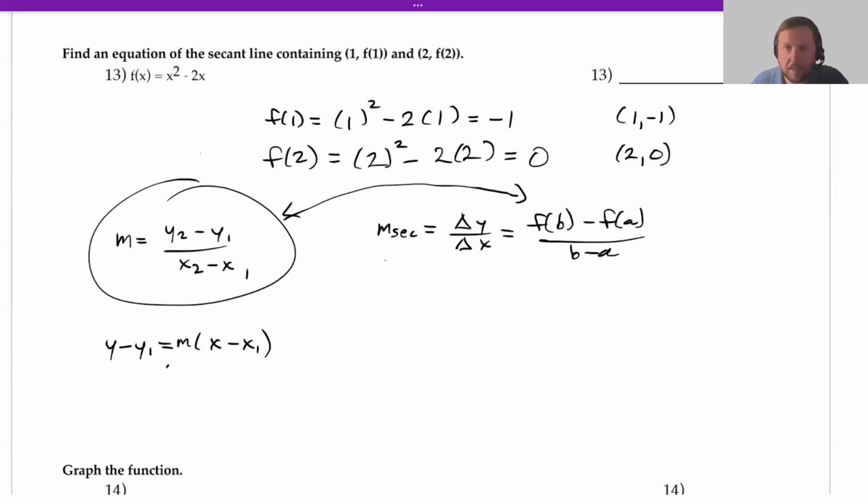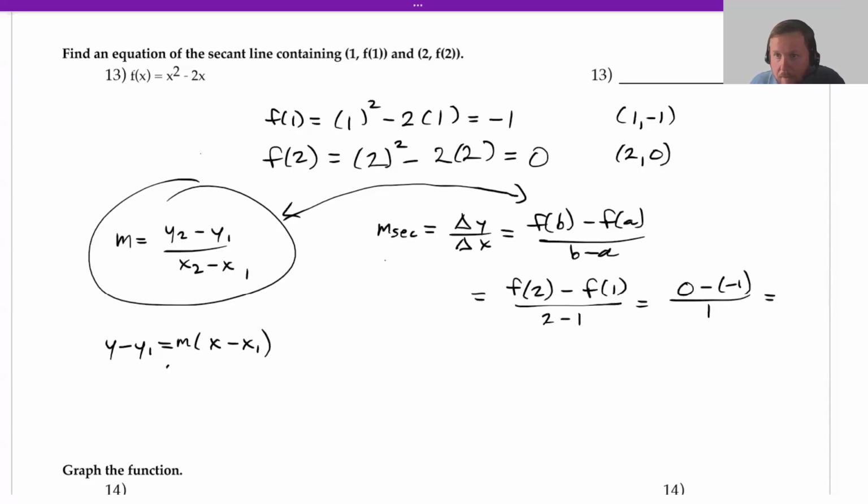All right, well, let's do this. So this is f of 2 minus f of 1 over 2 minus 1. So this is 0 minus -1 over 1. And so that's 1 over 1. So that's 1. So there's the slope of our secant line.